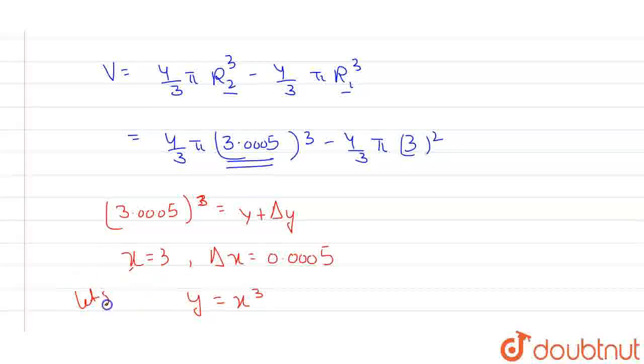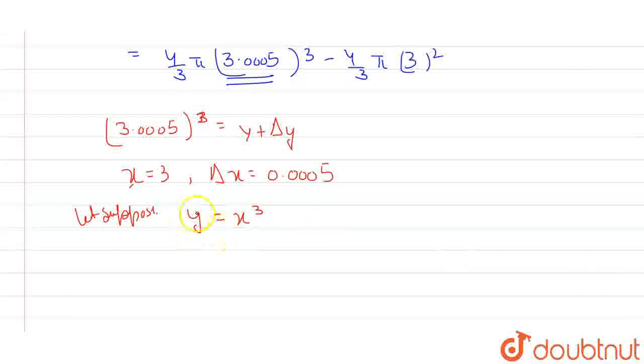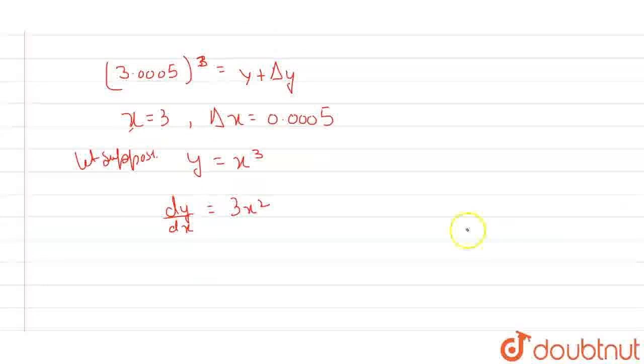Let's suppose y equals x cube. So when we differentiate this term with respect to x, we get dy by dx is 3x square, right? Can we change dy by dx to delta y and delta x? Because they are almost similar to each other when the variation is very small, and we can see that the variation is very small, delta x is 0.0005. So we can write them as delta y and delta x. So delta y will become dy by dx into delta x.